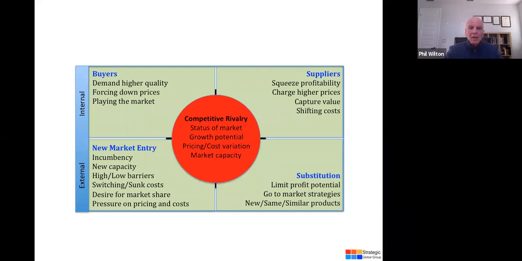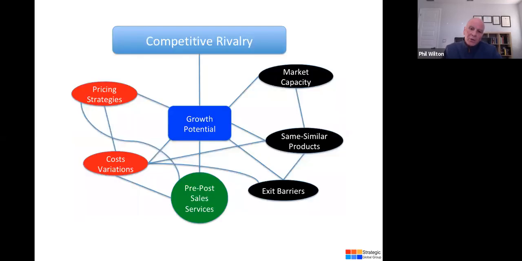So let's have a look at competitive rivalry. Let's start with that. And what I did was I built an activity map, not dissimilar to the Harvard one, and I wanted to go through that with you. So we'll start with the growth potential, and then what we'll do is we'll go around clockwise afterwards.